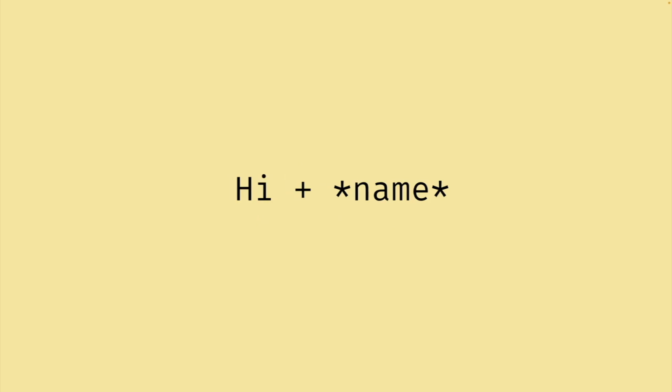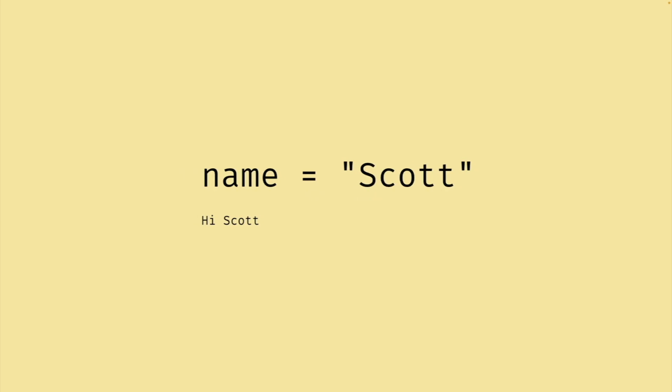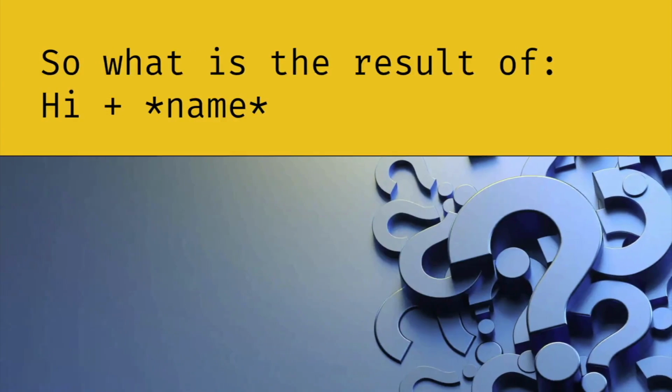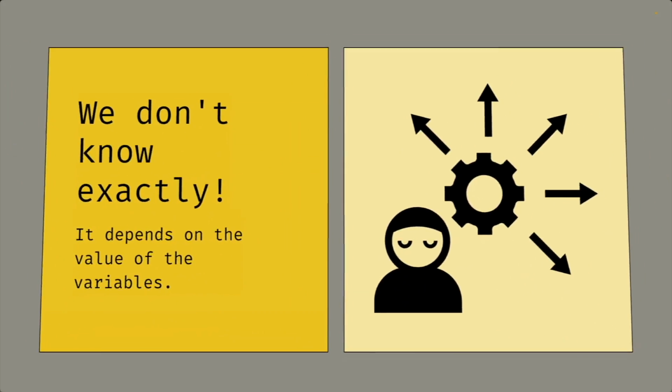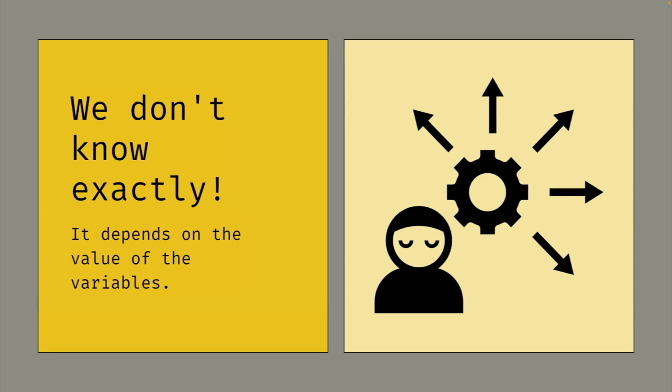Let's look at another example. Say we have a variable containing a word, and this variable is called name, and we use it as a display message like this, "hi" plus name. When name contains Scott, the message will be hi Scott. When the name contains Fatih, the output message will be hi Fatih. So, what will be the output when we run this program? Hi plus name. We don't know exactly. It depends on the value of the variables.